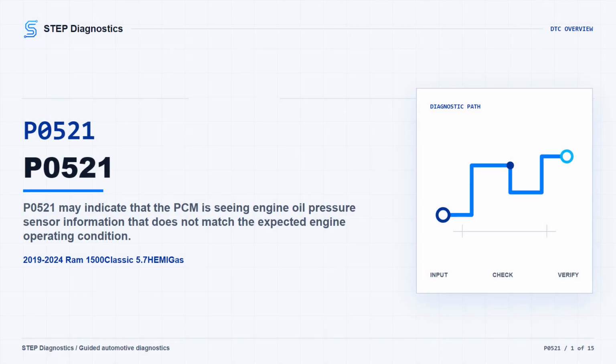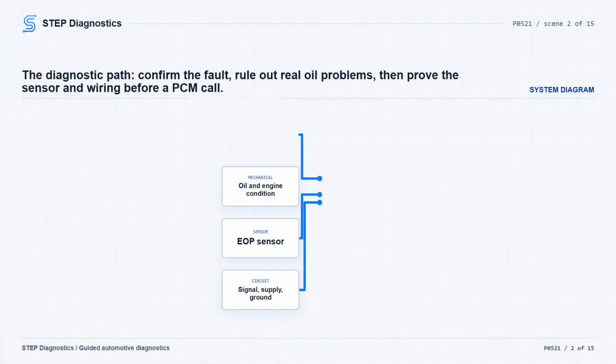On this Ram 1500 Classic with the 5.7 Hemi, P0521 points to an engine oil pressure sensor performance problem. In plain terms, the PCM is seeing oil pressure information that does not match what it expects for the operating condition. The MIL may be on, and depending on what is actually happening, the concern can be in the oil or mechanical side of the engine, the sensor circuit, the sensor itself, a connection issue, or possibly the PCM.